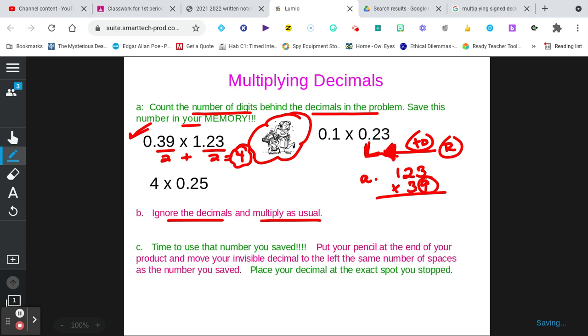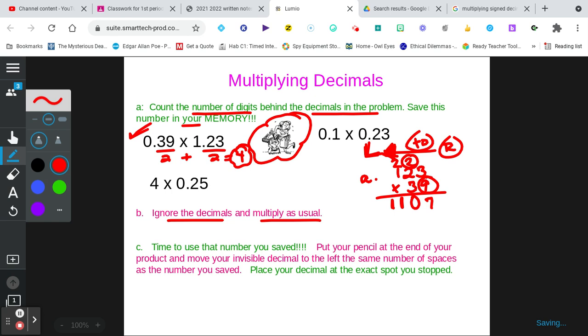So 9 times 3 is 27. Carry the 2. 9 times 2 is 18. And you add what you carry. 18 plus 2 is 20. Write the 0. Carry the 2. 9 times 1 is 9 plus the 2 is 11. So no place to carry that 1, so I write the whole entire 11. Now, I've multiplied by the 9, so that's done.